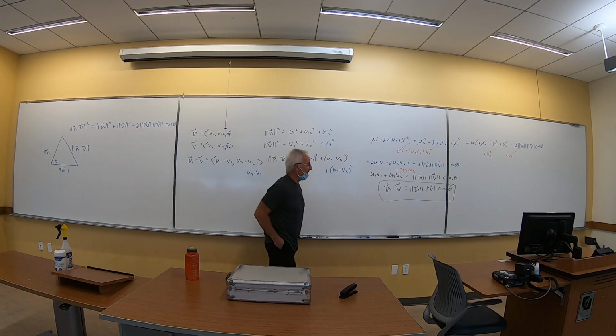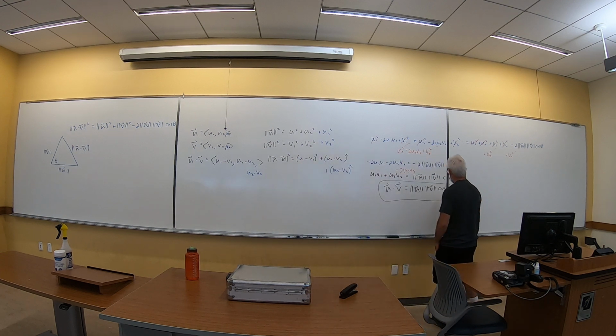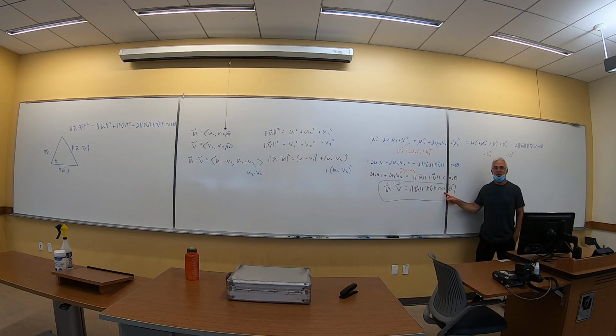What if theta is an obtuse angle? If theta is obtuse, then the cosine is, starts with an N, negative. Ends with a negative, good. So that would mean my dot product is negative.